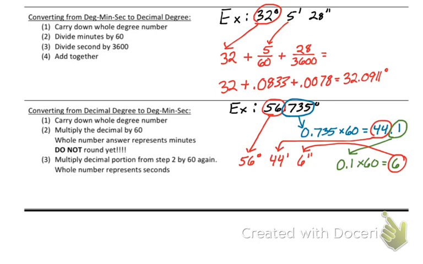If it's negative, so if this was negative 32 degrees, 5 minutes, 28 seconds, it'd be negative 32 minus 5 over 60 minus 28 over 3,600. So with negative, if there is a minus out here, they all become subtraction. If this is positive, add; negative, subtract.